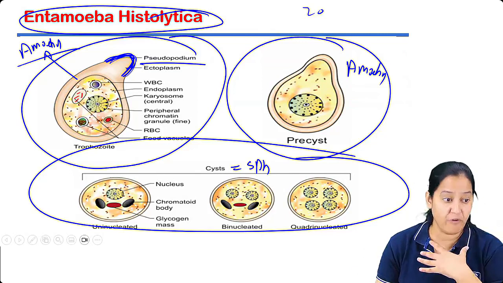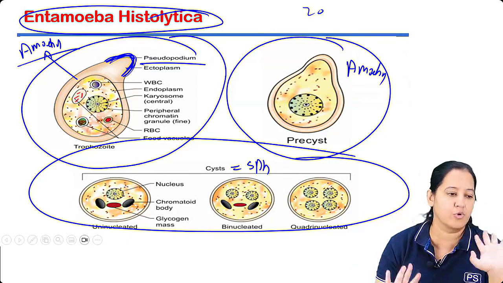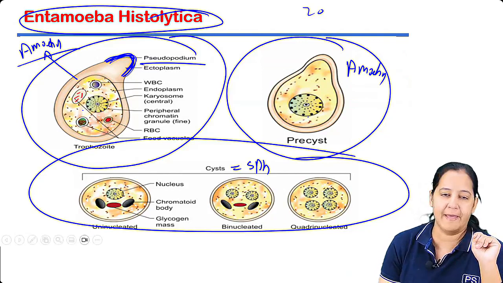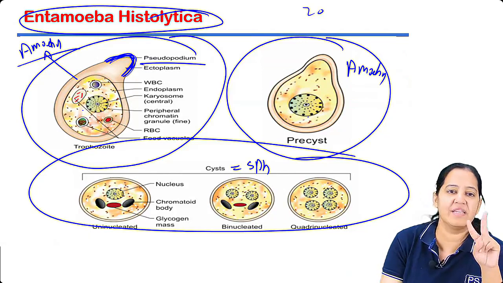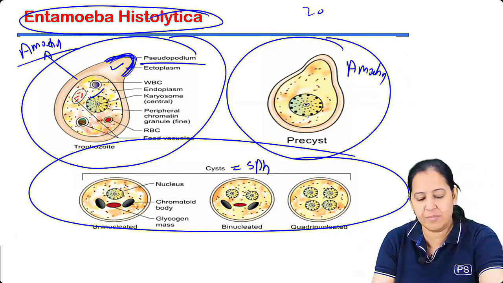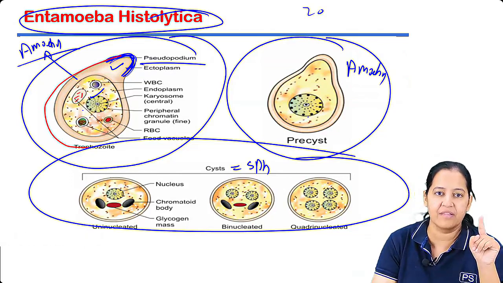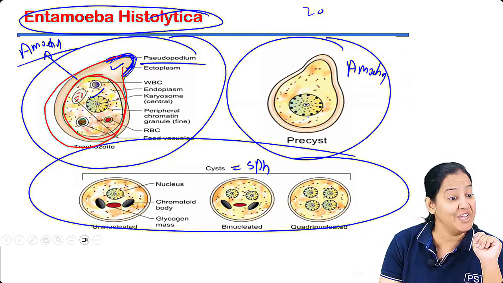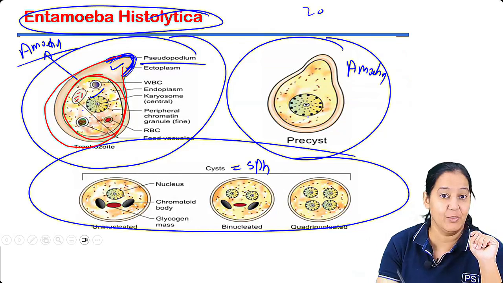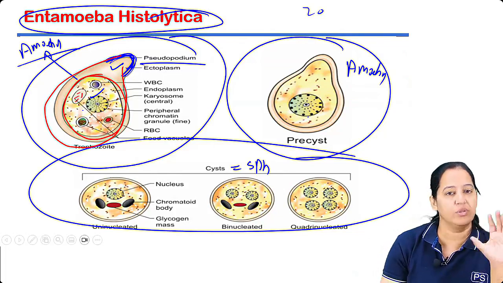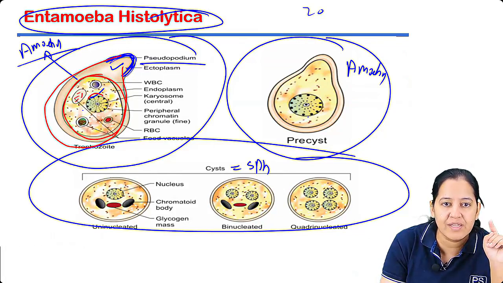First, I will draw with you. Let me explain, then I will draw. You can also draw in your chart along with me. So this is amoeba, this is amoeba, this is spherical. In the amoeba shape, you can see there are two cytoplasms, ecto and endo. The ectocytoplasm is clear, the outer one. The endocytoplasm is granular. Very unique. Ecto is clear and endo is granular. Inside the granular endocytoplasm, the nucleus is present.